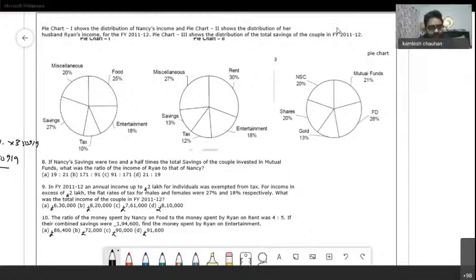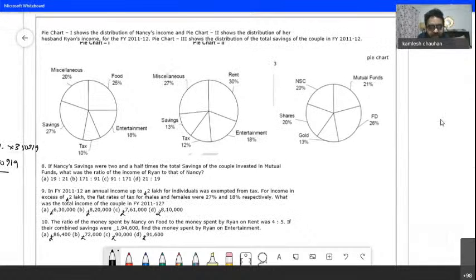Hello everyone, let's start. So this particular question, let's see. Here we are given three graphs. First one is for Nancy's income, second one is for her husband's income, third one is for distribution of total salary. Okay, sorry, savings. Very important word here. So this is 13% of Ryan and 27% of Nancy. So this is what we have here.